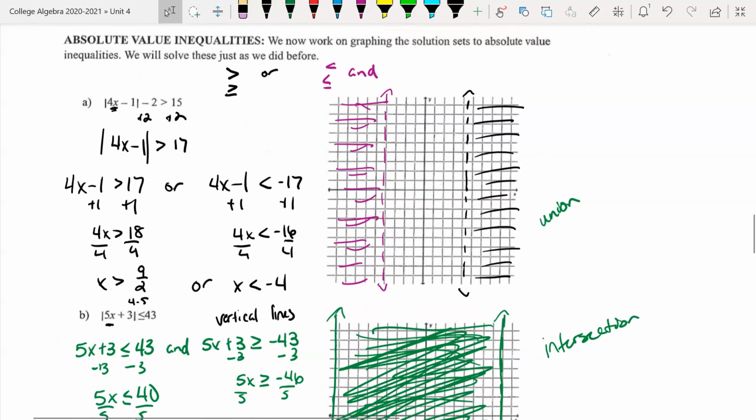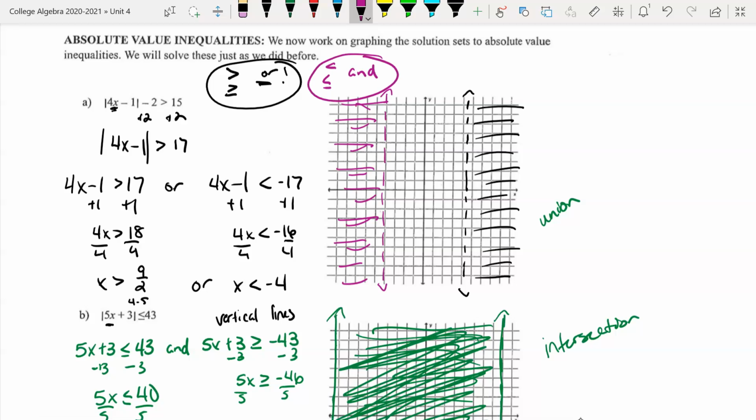So absolute value, don't forget, greater than or equal to is an or statement. Less than or equal to is an and statement. So this first one's an or statement. Now when you do absolute value, you have to get the absolute value by itself and then write your two equations. So this one I added 2 to get 17, and then I rewrote it as 4x minus 1 is greater than 17 or 4x minus 1 is less than negative 17. So that's my two equations. And then from there I solved them.